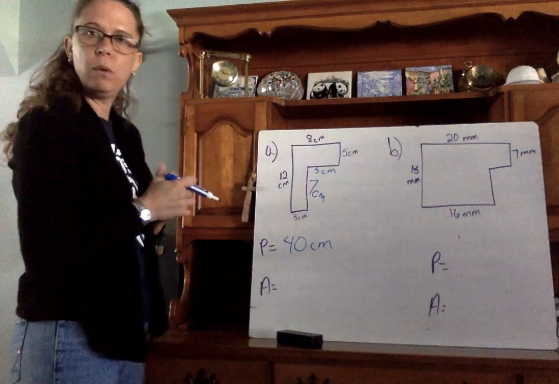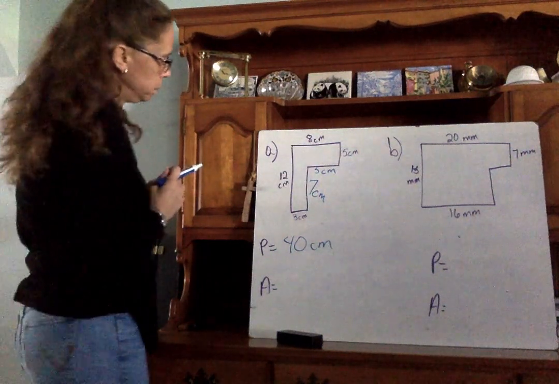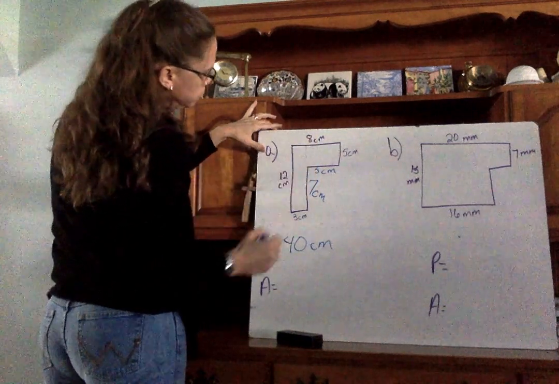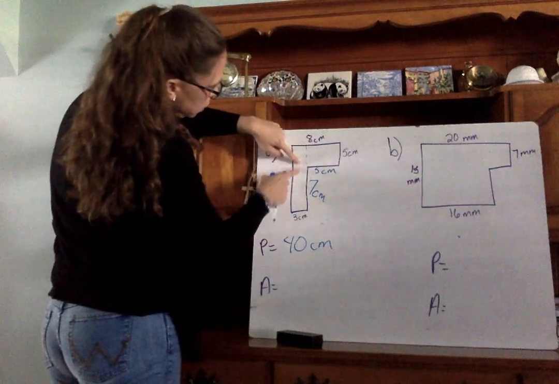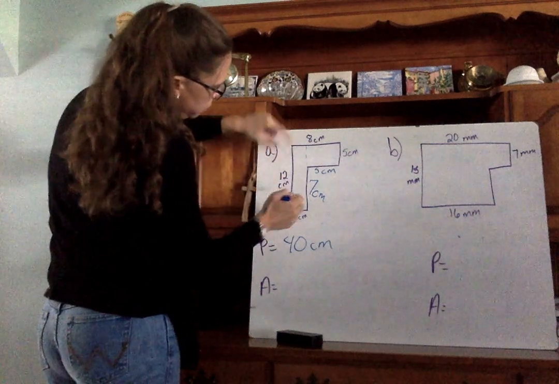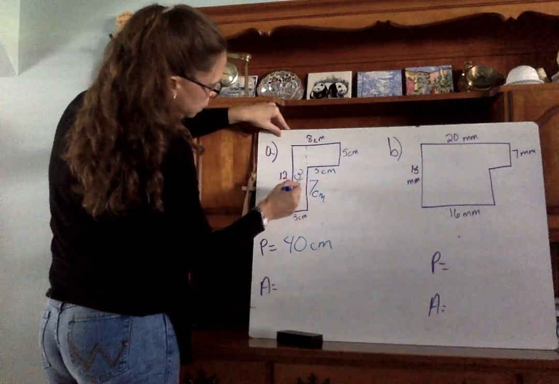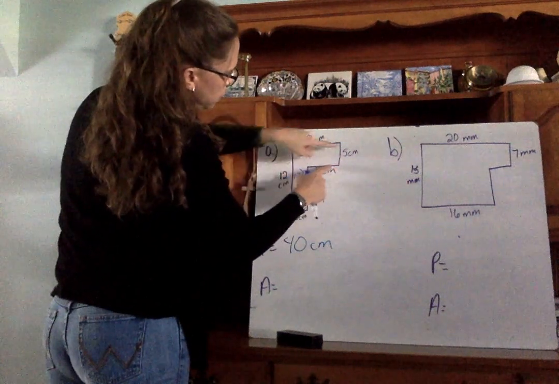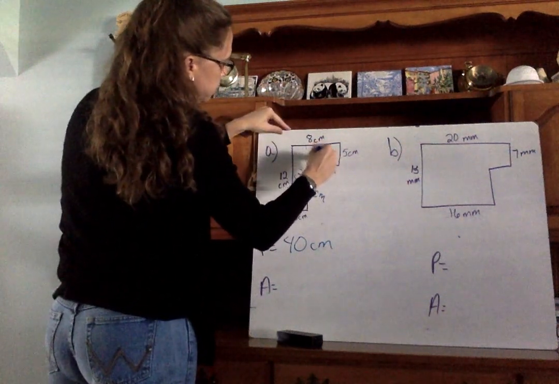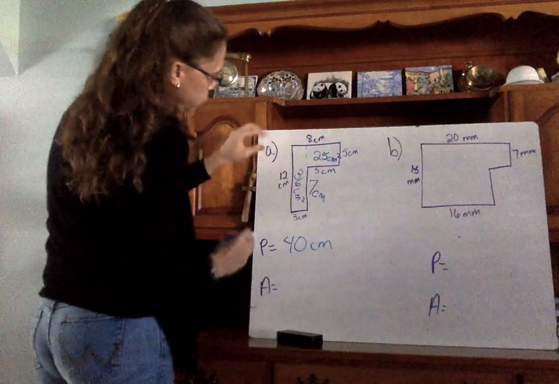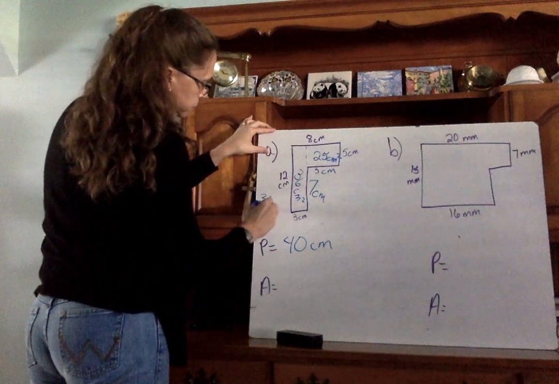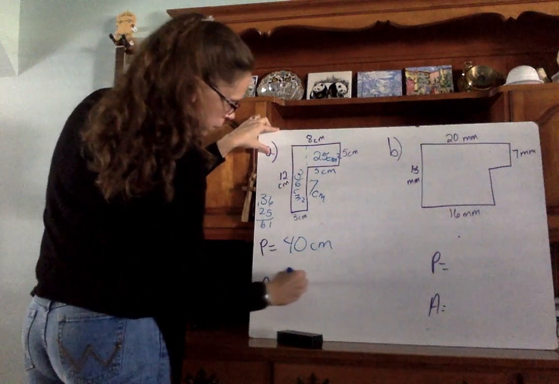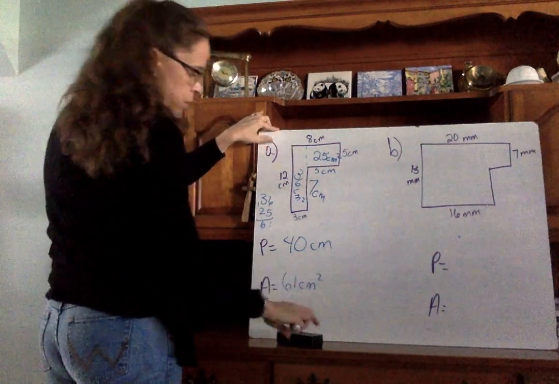Okay, now we wanted to go a step further and find the area. So I'm going to separate it here. For this section here, I would use 12 times 3, which is 36. For this section here, I would use 5 times 5, which is 25. Let's see, 36 plus 25, that gives me 61 centimeters squared for the area.